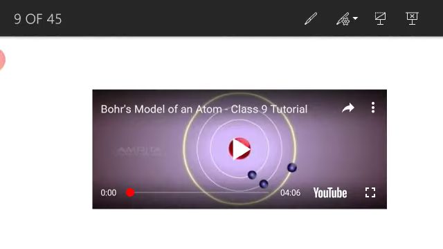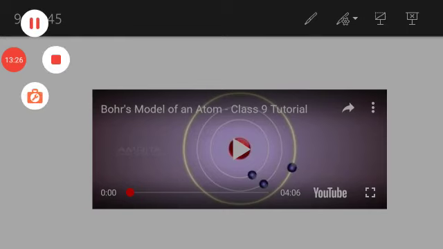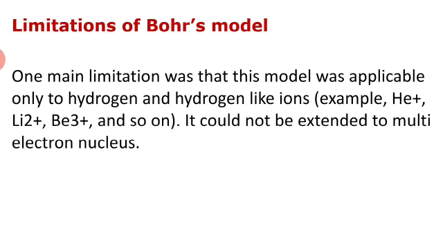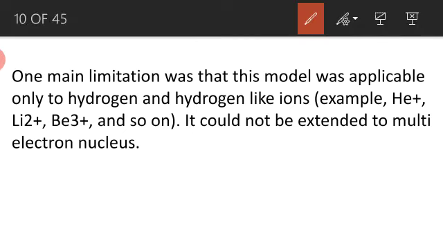I uploaded one video about limitations of Bohr's model. One main limitation was that his model was applicable only to hydrogen and hydrogen-like ions.